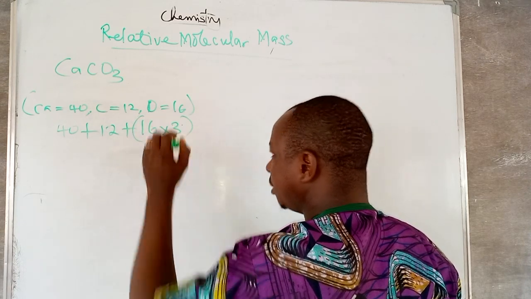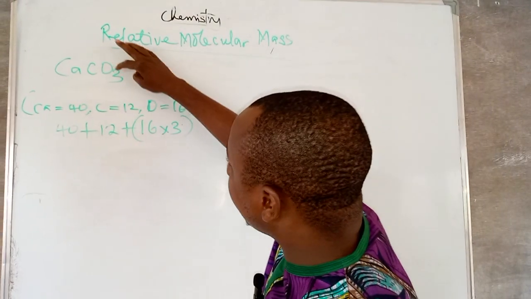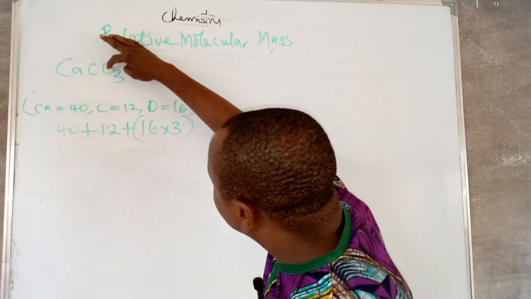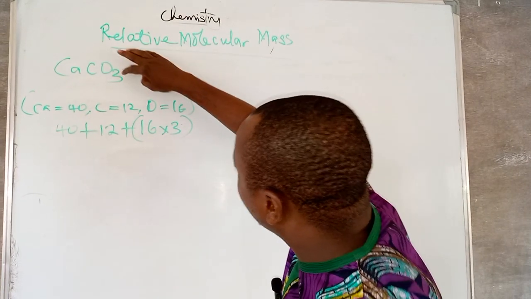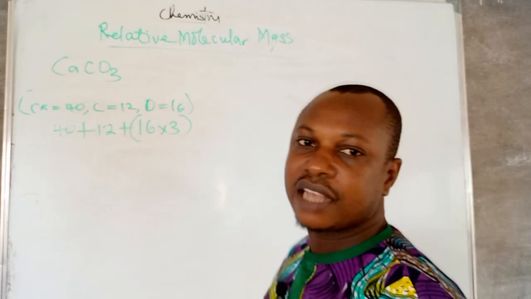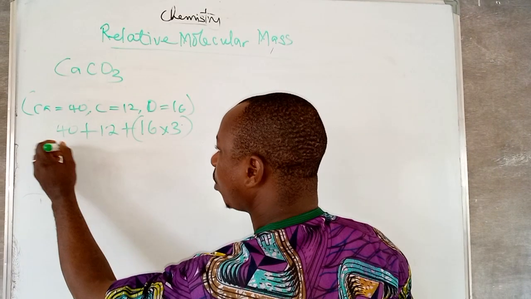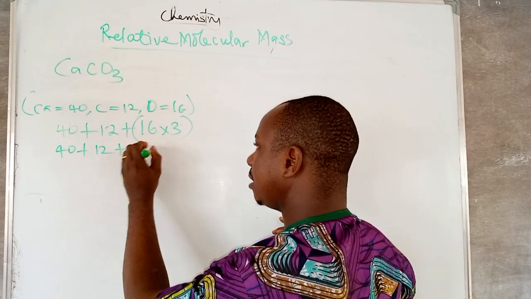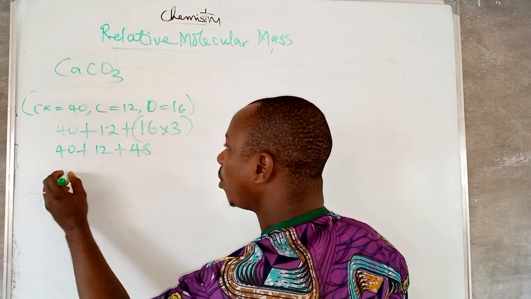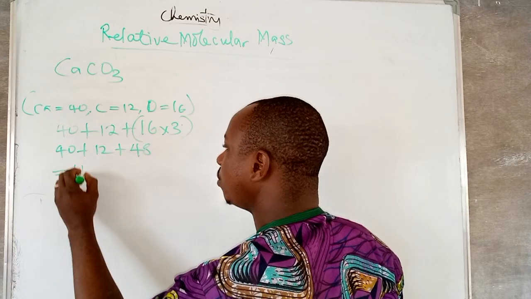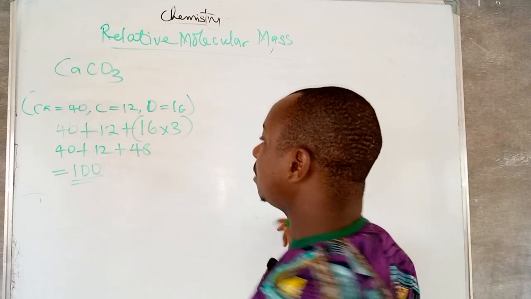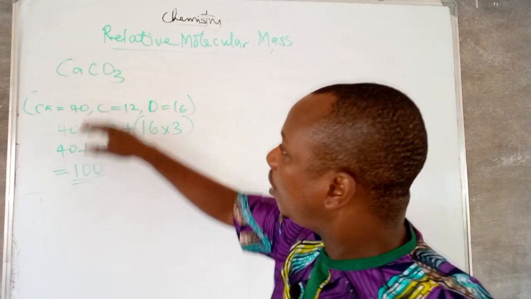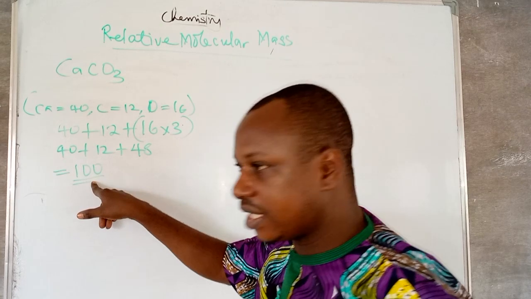but we have three atoms of oxygen there. If you watch, this three is only affecting oxygen and not carbon or any other one. So oxygen is 16 and I'm multiplying it by 3 because that 3 concerns oxygen alone. So this now becomes 40 plus 12 plus 16 times 3, which is 48. When you add all these, it will give you 100. That is what we call the relative molecular mass of this compound: 100.